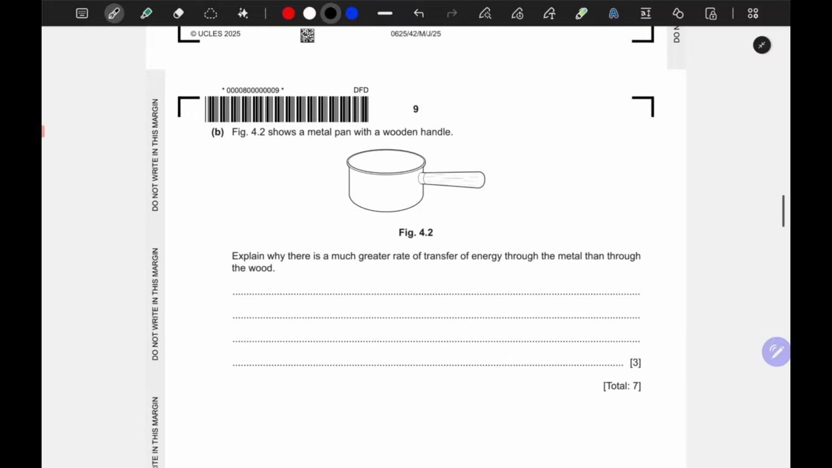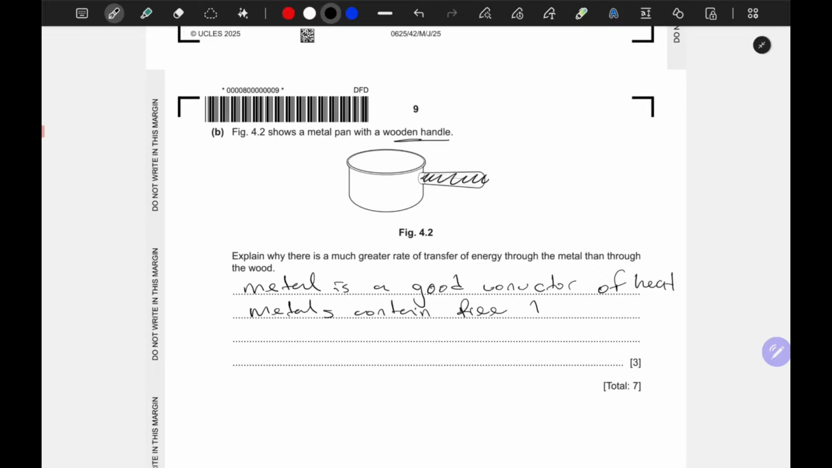Figure 4.2 shows a metal pan with a wooden handle. Okay, so this is the wooden handle. The rest of it is metal. Explain why there is a much greater rate of transfer of energy through the metal than the wood. All right. So we know that metal is a good conductor of heat. But why? We have to explain why. So basically, metals contain free delocalized electrons.